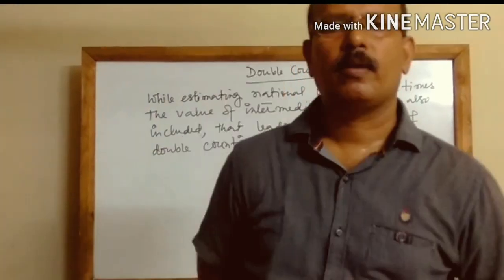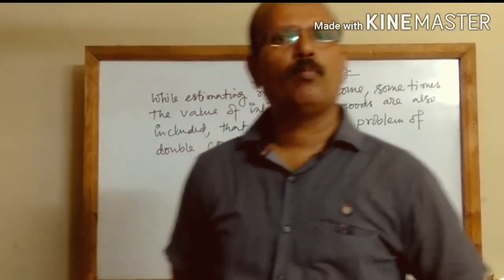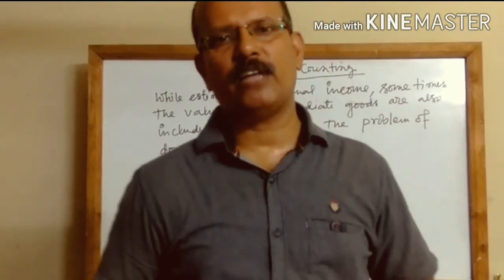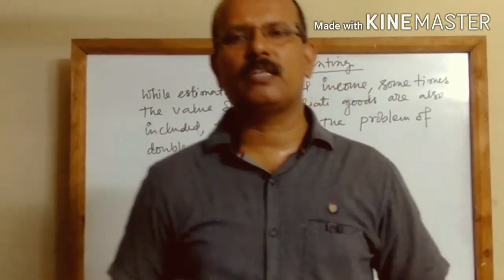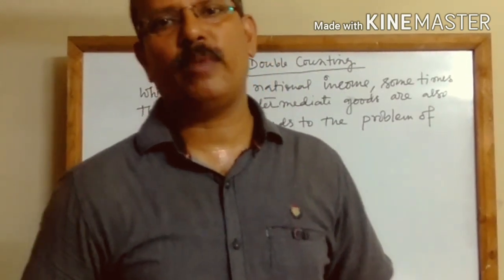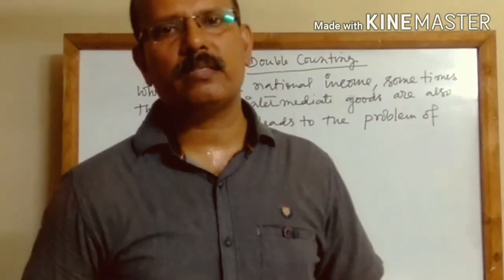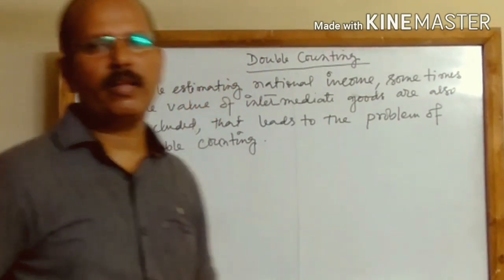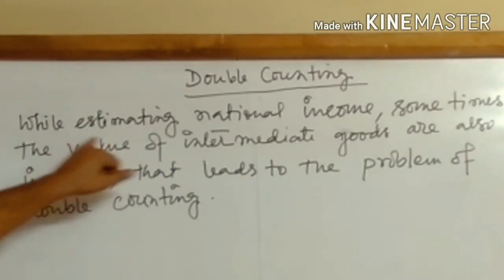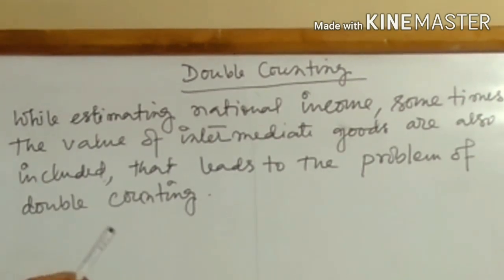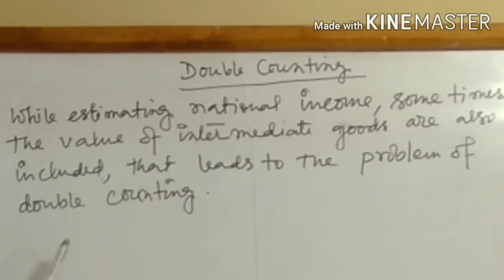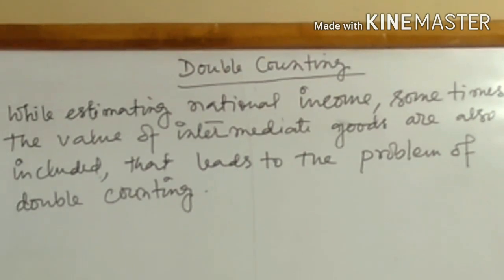Today I am going to explain a very important topic of macroeconomics, that is double counting. In national income estimation, most of the time there is a chance of committing a mistake called double counting. And this is in fact a problem of estimating national income. Now what is double counting? Double counting can be defined as, while estimating national income, sometimes the value of intermediate goods are also included. That leads to the problem of double counting.